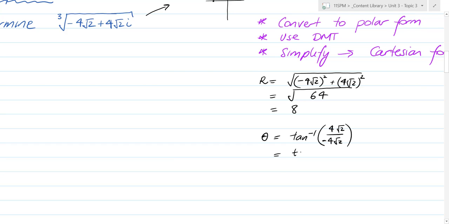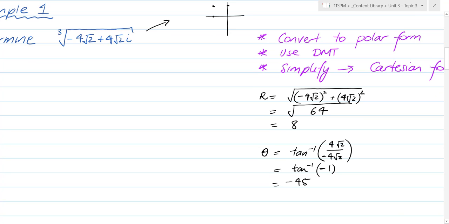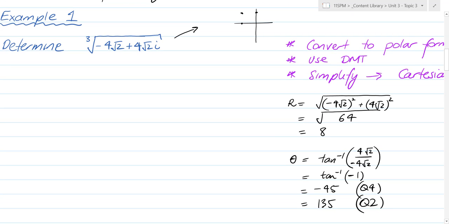Tan inverse of negative 1, which is negative 45, but negative, of course, is in the fourth quadrant. I want to be in the second quadrant. So what do I do with tan? Just add or subtract 180. In this case, we're going to add 180. That's quadrant 4. I'm going to add 180 to get 135 in quadrant 2. So this is equal to the cube root of 8 cis 135, or 3 pi on 4.